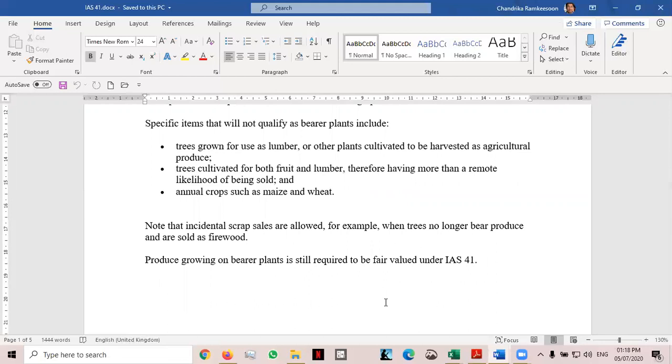Note that incidental scrap sales are allowed. For example, when trees no longer bear produce and are sold as firewood. Produce growing on bearer plants is still required to be fair valued under IAS 41. But of course, these will not qualify as bearer plants.